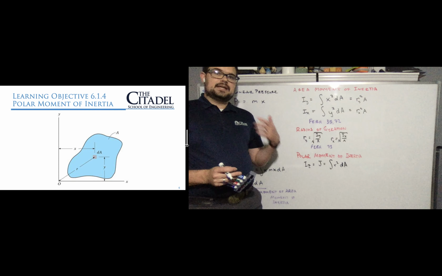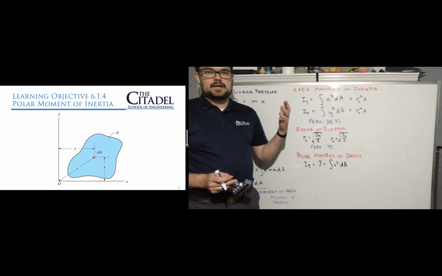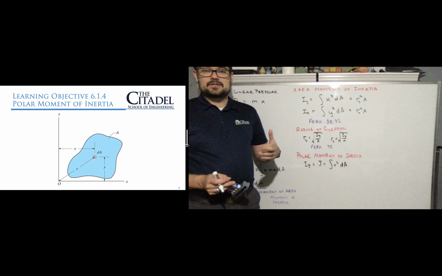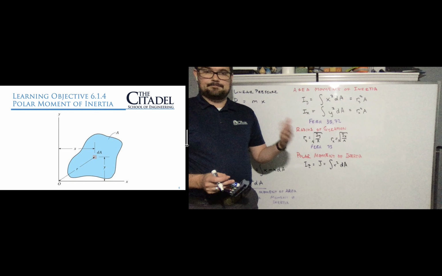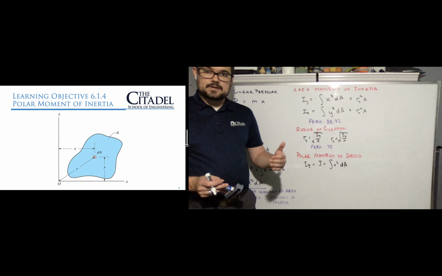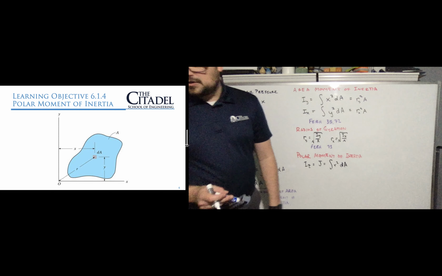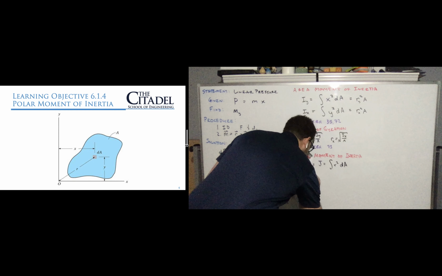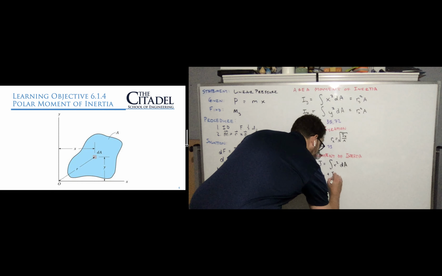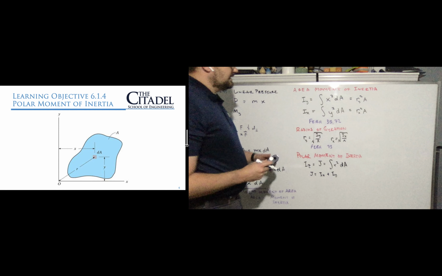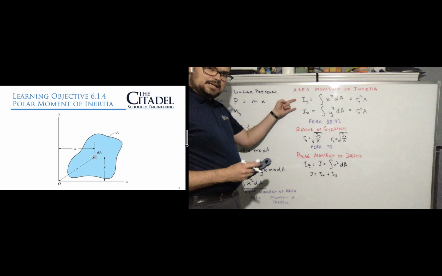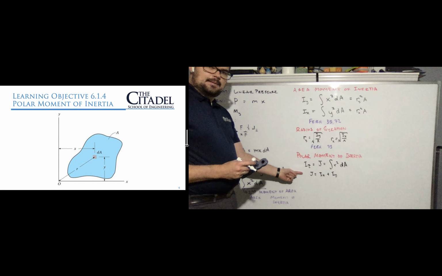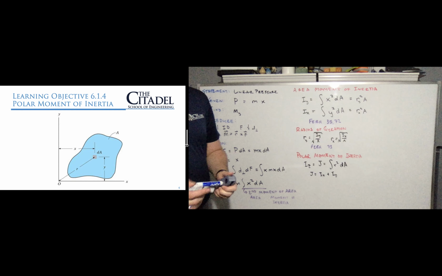But we can calculate r as the square root of x squared plus y squared, right? So r squared equals x squared plus y squared, which if we do some substitution, we'll find that this polar moment of inertia is just equal to Ix plus Iy. And so if you've been able to calculate your Ix and Iy, you can just add them up to find the polar moment of inertia for twist.